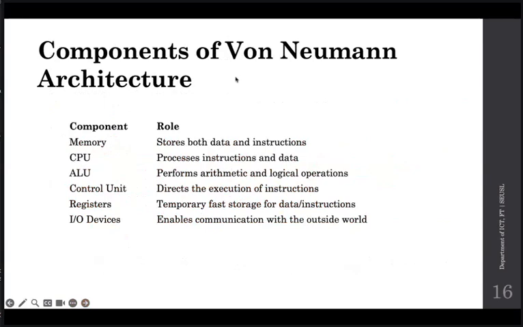Based on this, we have these units in a computer, just like whatever we learned before. In a broader context, the basic components of a von Neumann architecture are memory, CPU, ALU, control unit, registers, and I/O devices. So if you want to identify the basic components in a computer using von Neumann architectural concepts, you have the following components.